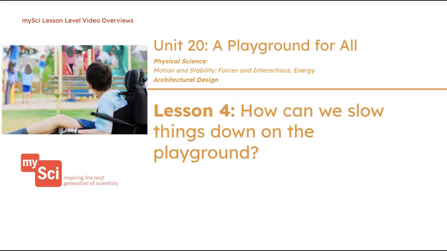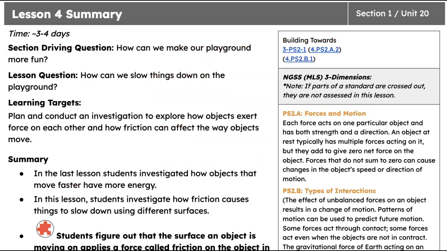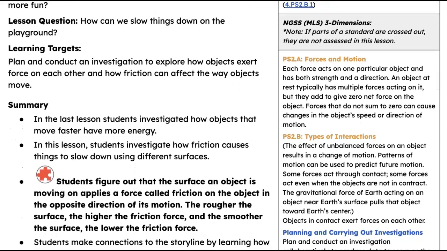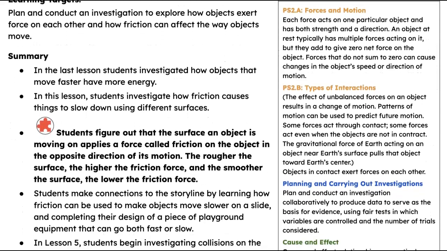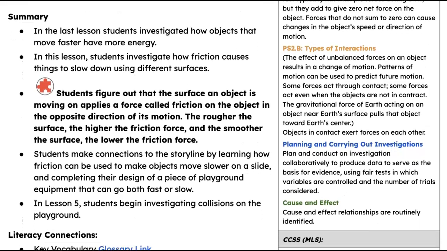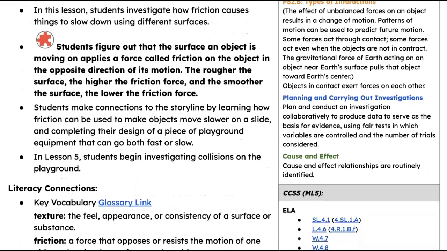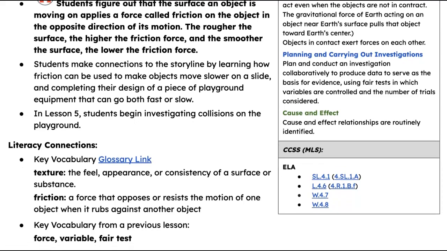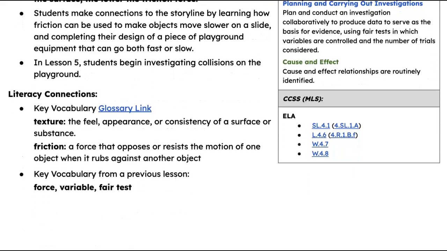Students make connections to the storyline by learning how friction can be used to make objects move slower on a slide, and completing their design of a piece of playground equipment that can go both fast and slow. There are several opportunities for ELA cross-curricular connections throughout the lesson. You can look for specific standard connections in the Unit 20 Teacher Guide. This lesson will take approximately 3 to 4 days to complete.